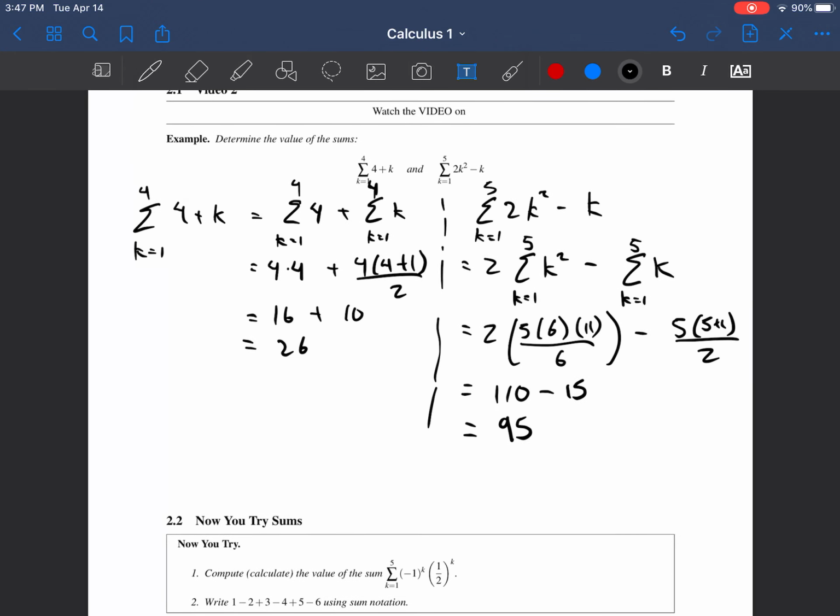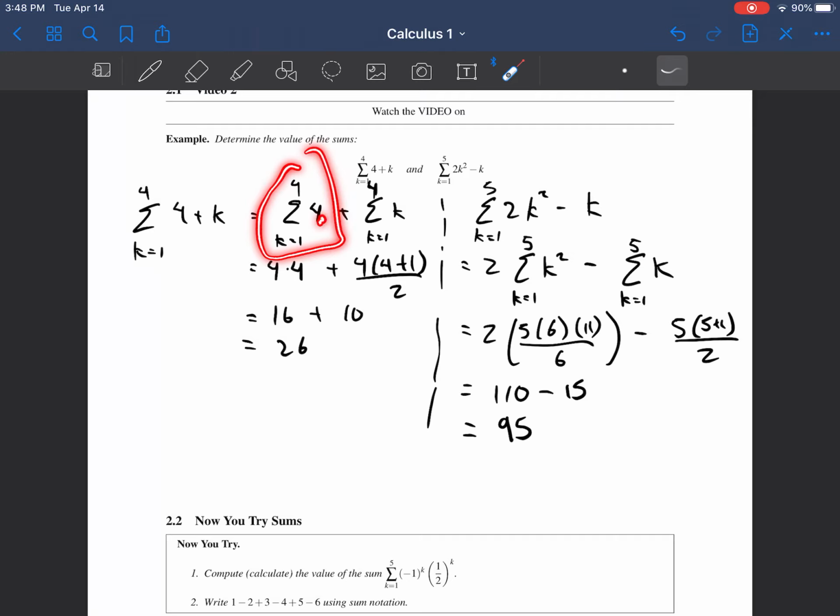I said determine the value of the sums below. We've got the sum from k equals 1 to 4 of 4 plus k, and the sum from k equals 1 to 5 of 2k squared minus k. I'll walk you through each step. To get from here to here, we're using that property that says if I'm summing up something that's being added, I can just split it up and do one piece at a time. So here we go, splitting it up.